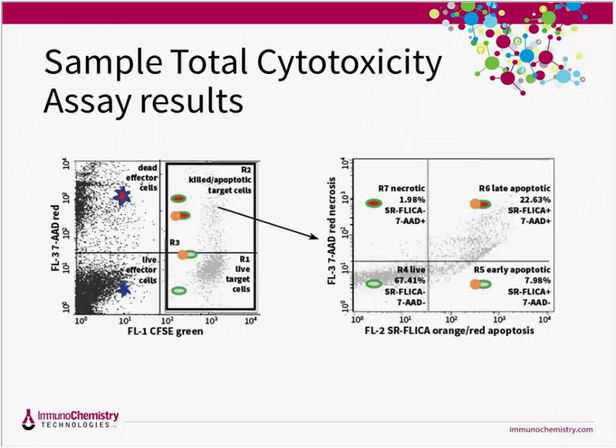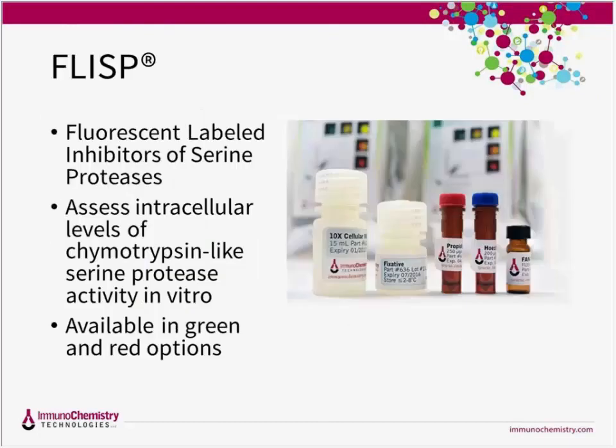Here we see some sample total cytotoxicity assay results. As with the basic assay, the CFSE is first used to distinguish the target from the effector cells by labeling those target cells green. The target cells are then further distinguished into 4 populations: living, necrotic, early apoptotic, and late apoptotic subpopulations using that SR FLICA orange-red polycaspase inhibitor probe, as well as the 7-AAD red live dead stain.